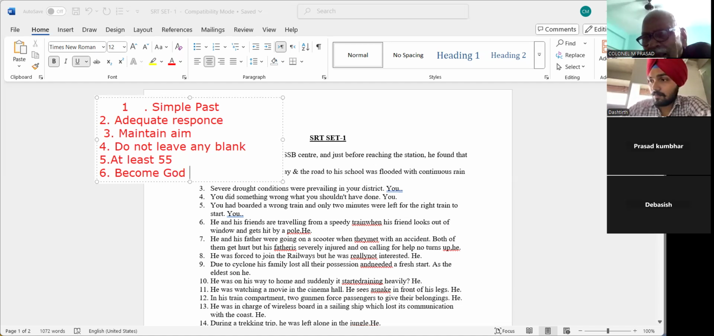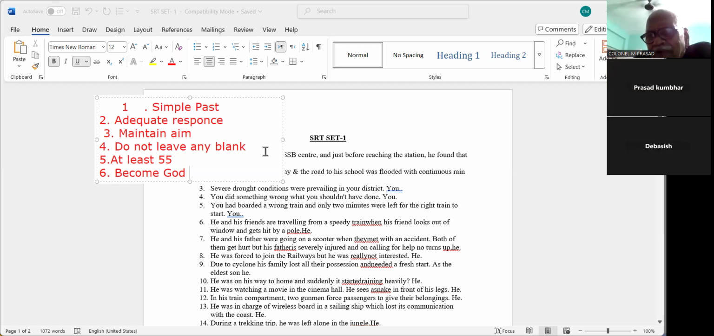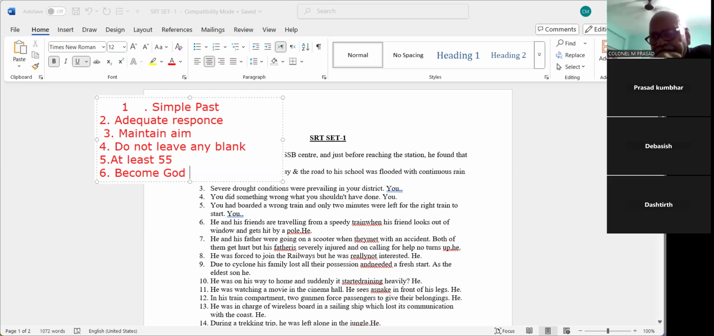Okay. Next. After this, he says, don't leave any blank. When you leave any blank, it means you are trying to avoid it. And maintain your aim, because you are going for SSB, you must go to SSB. Must go to SSB, isn't it? Right. That is the way our SRT is solved.